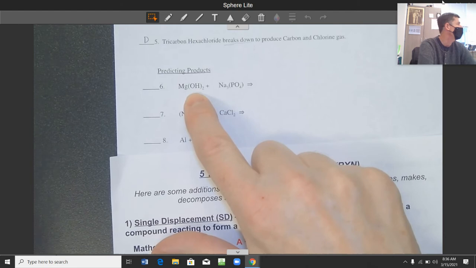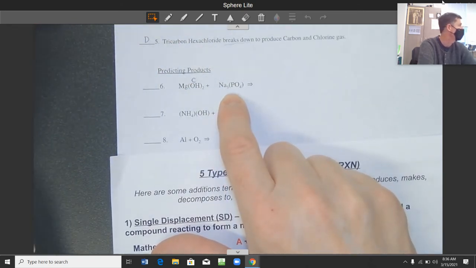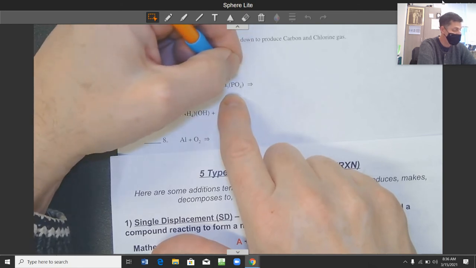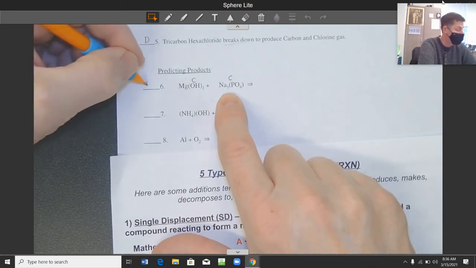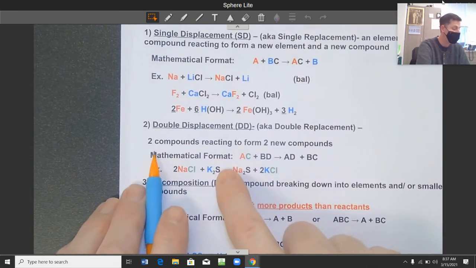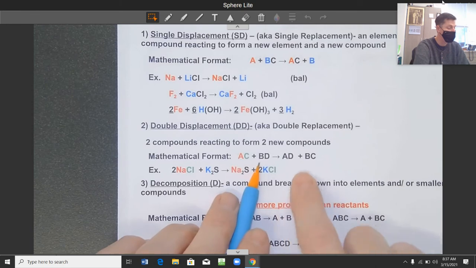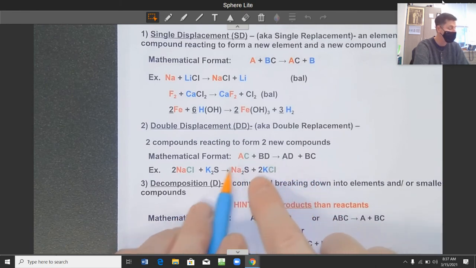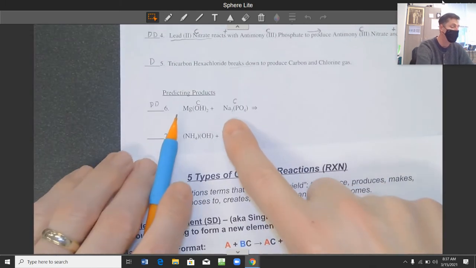Mg(OH)2, is that an element or a compound? Compound. Na3PO4, is that an element or a compound? Compound. I have a compound plus a compound. What reaction type is that probably going to be? Double displacement. Does that make sense? Two compounds reacting to form two new compounds. So AC plus BD, now we have AD plus BC. We're swapping the positives, right? So I'm going to go through and make sure I swap my positives.